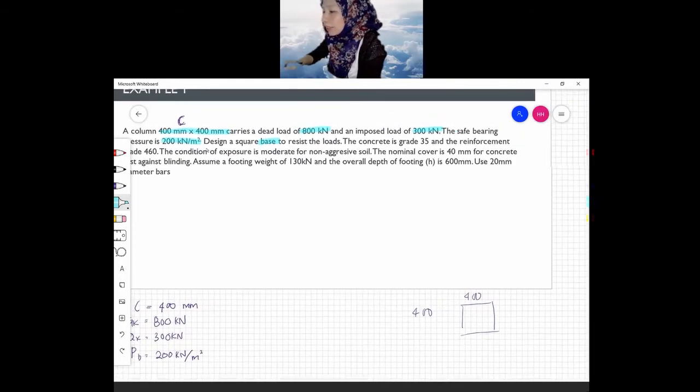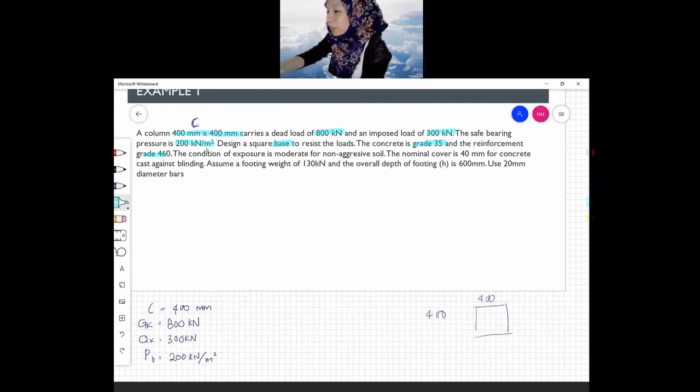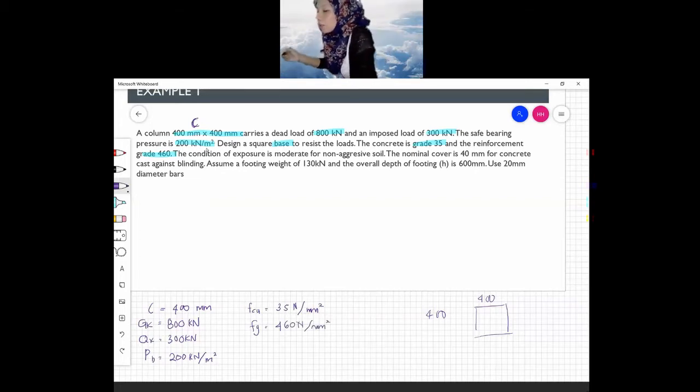The concrete grade is 35, and reinforcement grade is 460. So you know the concrete grade we call FCU, 35, this is the strength. And for FY, it is high tensile steel, 460. The condition of exposure is moderate for non-aggressive soils.